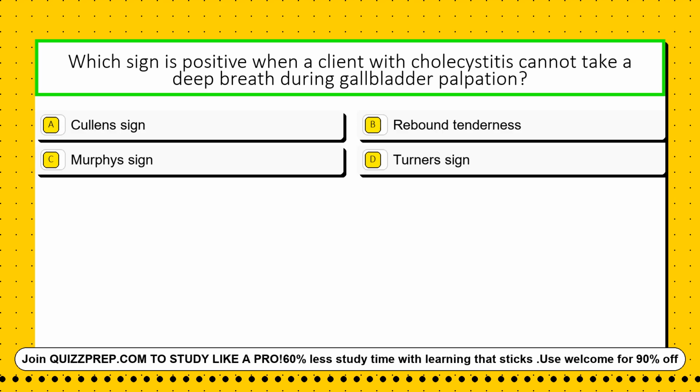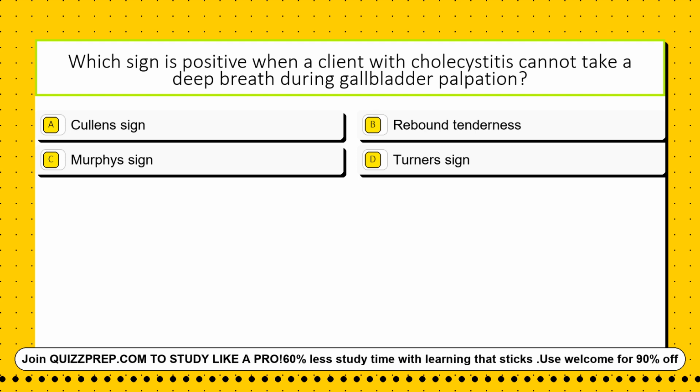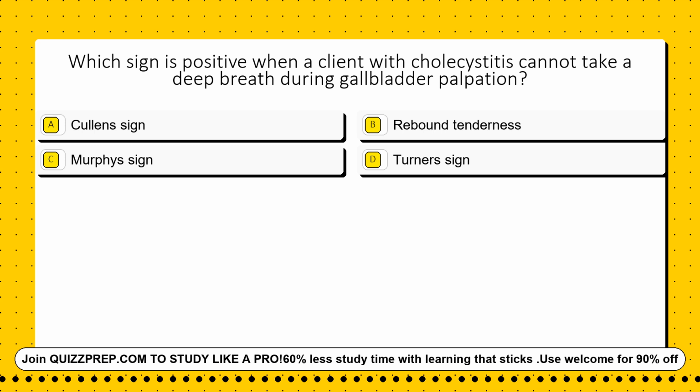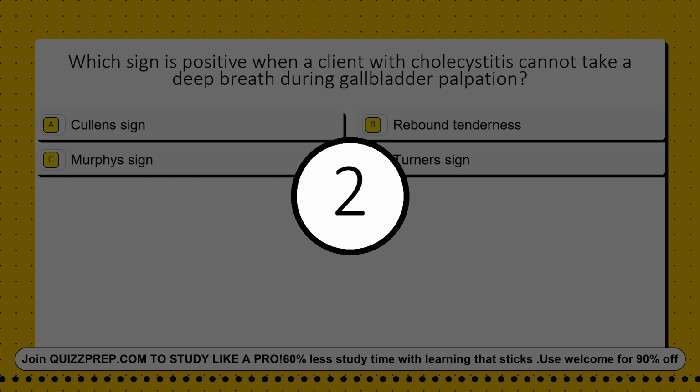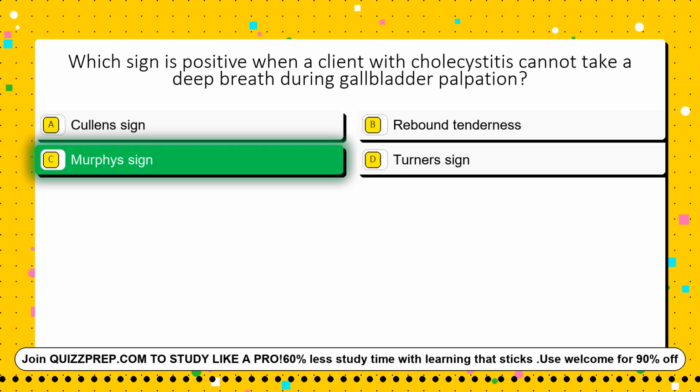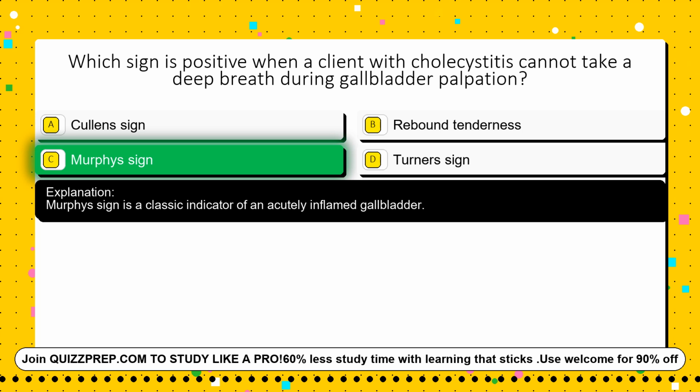Question 138. Which sign is positive when a client with cholecystitis cannot take a deep breath during gallbladder palpation? Option A, Cullen's sign. Option B, rebound tenderness. Option C, Murphy's sign. Option D, Turner's sign. The correct answer is option C, Murphy's sign. Murphy's sign is a classic indicator of an acutely inflamed gallbladder.